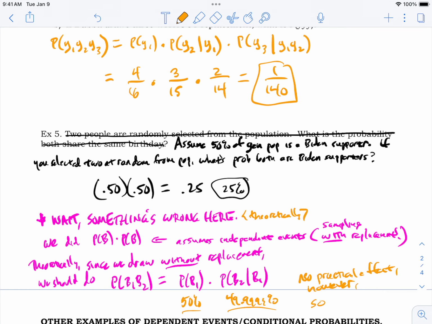So we don't worry. With polling practices, or anytime you're sampling from a large group, we will usually treat things as independent events, even though technically they're not. Because if it's a large population, then this probability only goes down by a tiny little itty bitty squeaky bit, and we don't care. It's not really going to affect our answer. So it is something you want to be aware of, though.